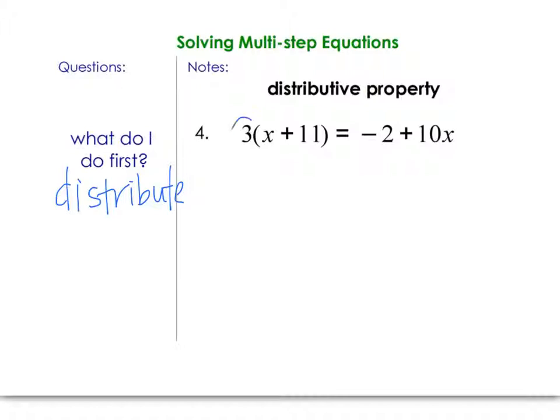So I have a 3 on the outside of my parenthesis. 3 times x, 3 times 11. Well, 3 times x gives me 3x. 3 times 11 gives me plus 33. Bring down the rest of your problem.